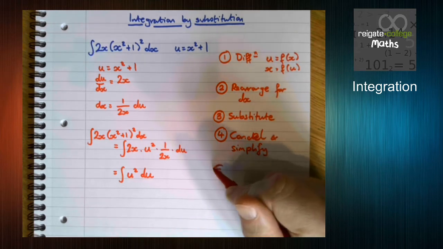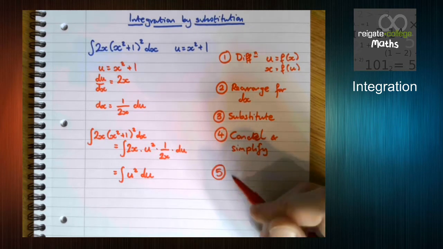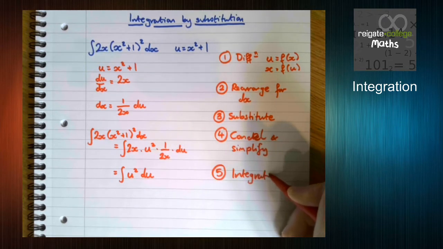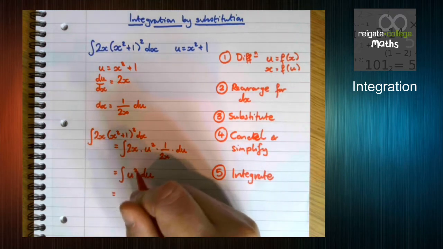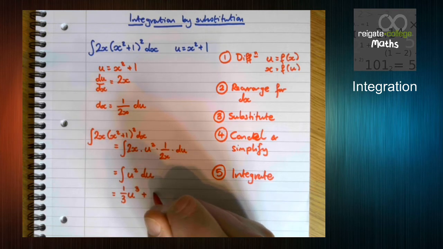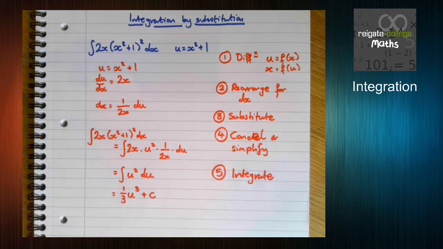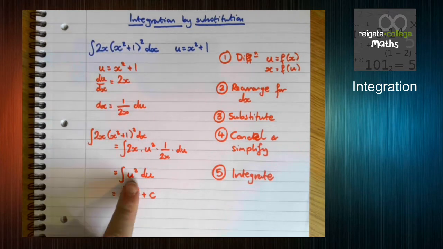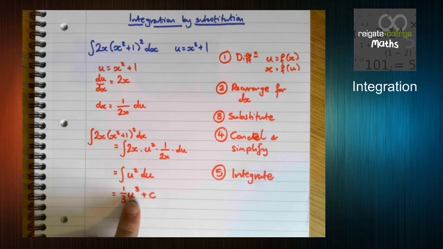Step 5 for this example is integrate. So u squared integrates nicely. And that's the whole point of integration by substitution, is we turn something potentially unpleasant into something that is very easy to integrate, something that follows a basic rule, in this case, our normal integration.